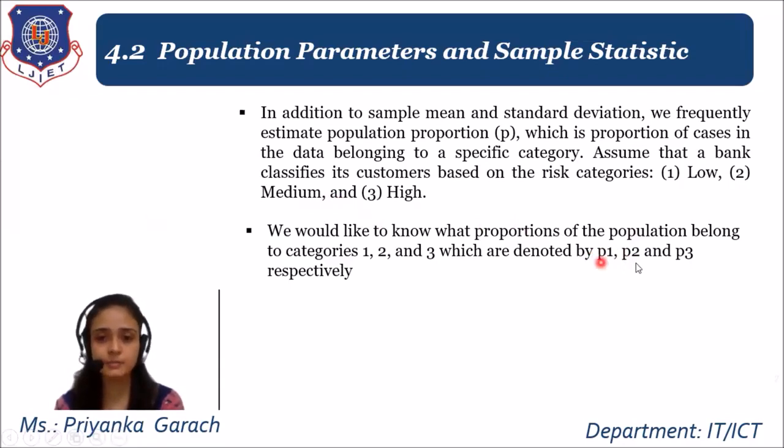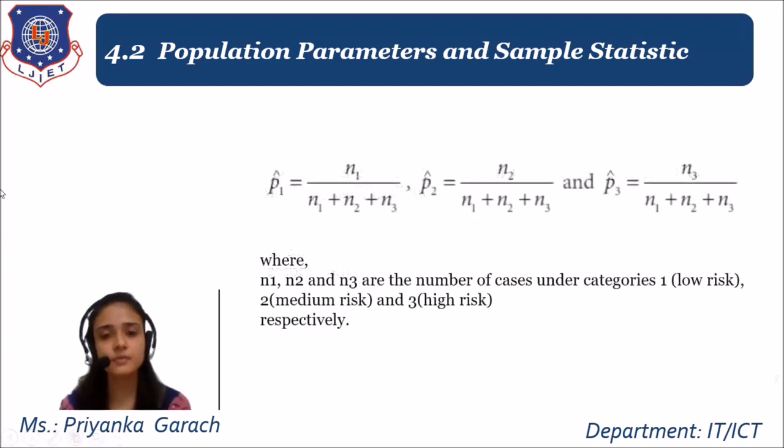So that will be represented like this, that is population under the category 1, that is the P1, population under the category 2, that is the P2 and P3 respectively. So its formula will be given like this, that is for P1, that is the P1 cap as N1 divided by N1 plus N2 plus N3.